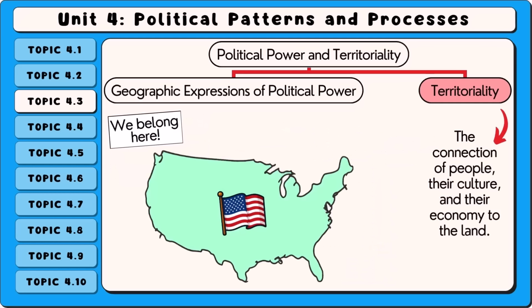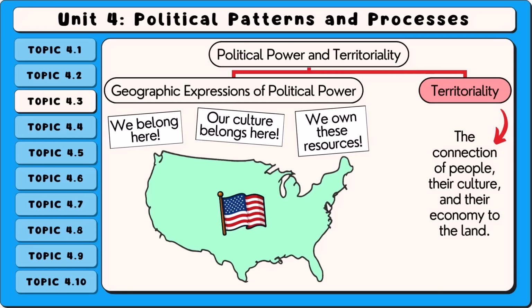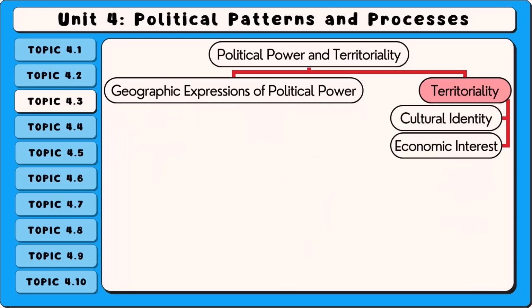Territoriality is the connection of people, their culture, and their economy to the land. It is the reason why borders matter, why people fight over territory, and why control of land is so important in politics. There are two main reasons why territoriality matters: cultural identity and economic interest.